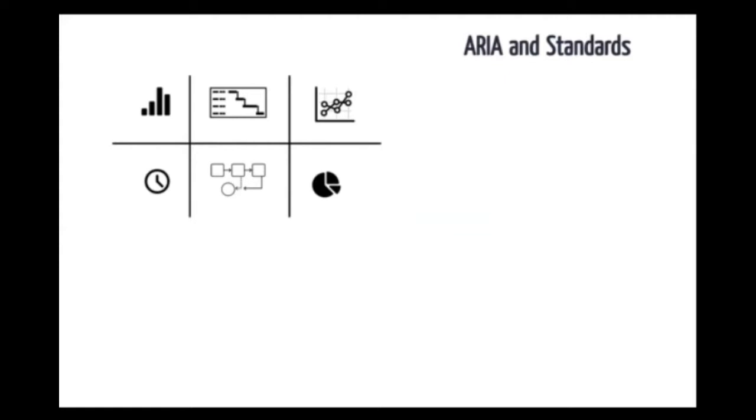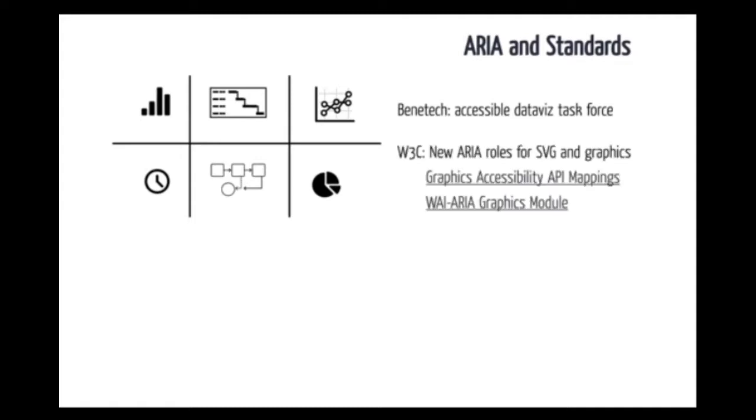I want to talk about how we achieve this. Partly, it is just through using tabindex, things like that. But partly, we have these new standards coming out about Aria. So Aria is about categorizing different kinds of controls. At Benetech, there's an accessible data visualization task force. That's not actually part of Aria, but there is a task force working on helping inform the next generation of Aria standards. There are some new Aria roles in SVG.